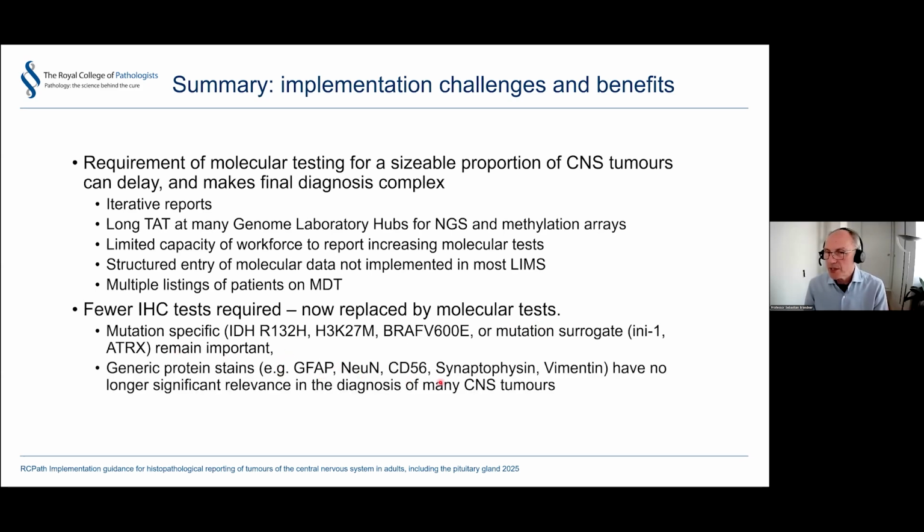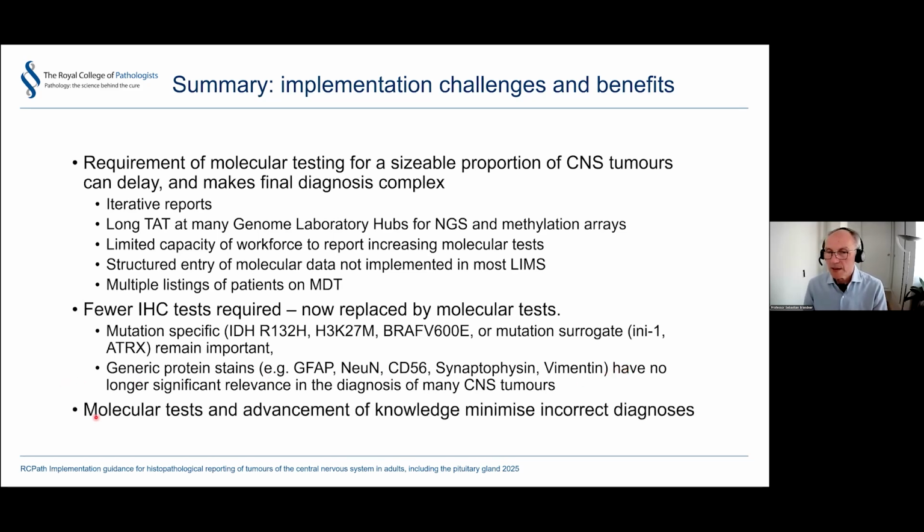But these generic protein stains like NeuN, GFAP, CD56, synaptophysin, vimentin, they have much less significance today compared to 10 years ago. And another huge benefit, these molecular tests aligned with the advancement of knowledge about these tumors. The tumor entities or tumor types have now obviously minimized incorrect diagnosis.